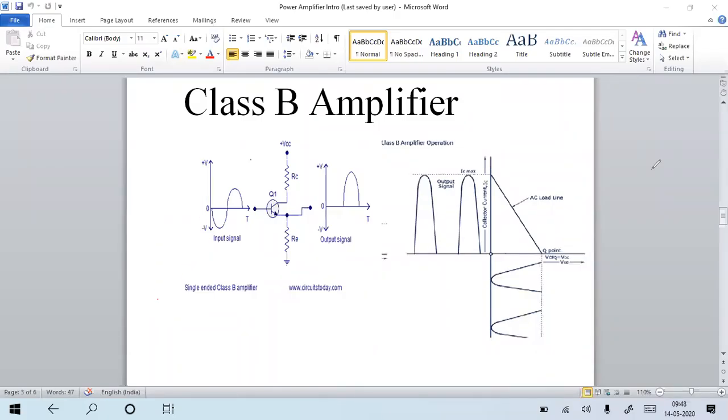So today our topic is Class B power amplifier. In this topic, we were discussing so far about power amplifier. Already we discussed the difference between small signal amplifier and power amplifier. A small signal amplifier is capable of handling only low power signals, but a power amplifier is capable of handling high power, that means greater than 1 watt to several kilowatts.